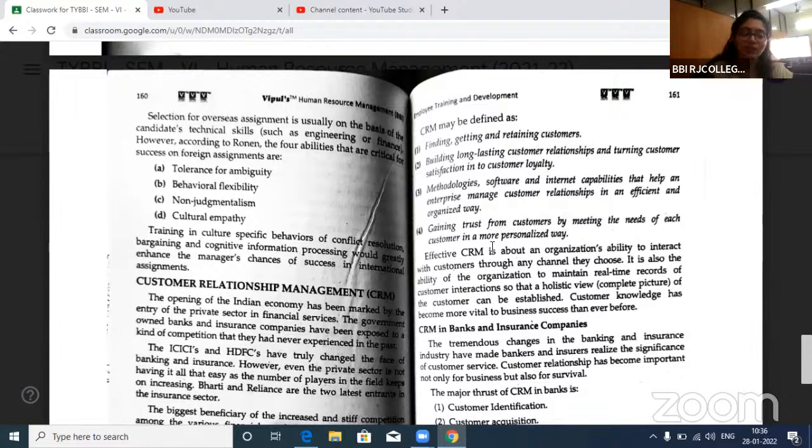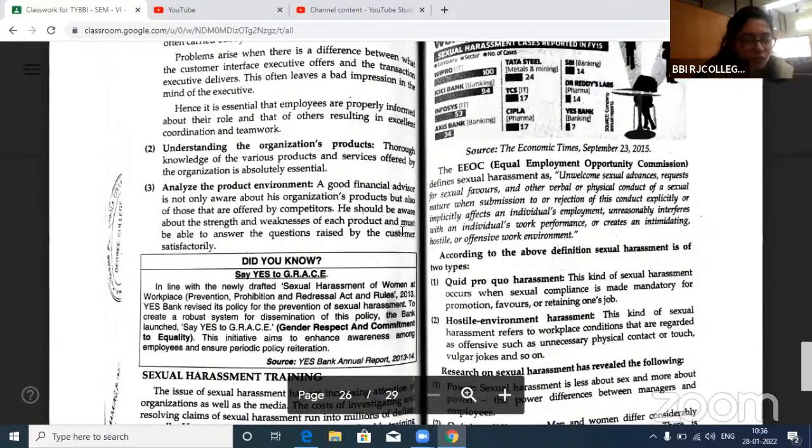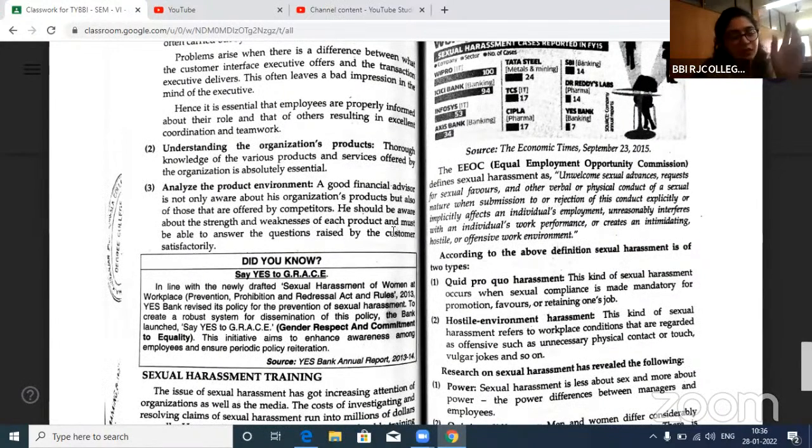So you need to train employees as to how to speak on telephones, how to speak when customers call and register their complaints, and how to solve their complaints. Okay, so that is basically CRM. So don't go into it so deeply, but if there is a concept, then you should be able to explain it. Read that much only.